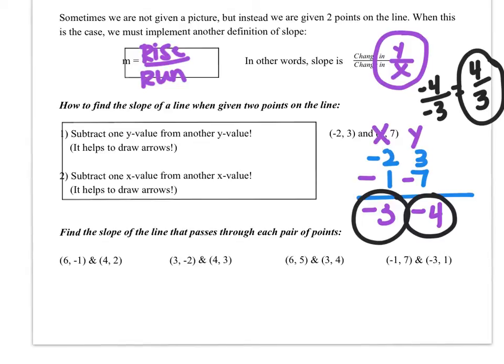All right, let's go ahead and take a look at the bottom and try another one. So we have 6, -1, and 4, 2. Okay, so we are going to subtract going downwards, so go ahead and set that up on your paper. Pause the video if you need to. We're going to take 6 minus 4, which is 2, and then -1 minus 2, which is -3. So this is going to give me a slope of -3 over 2.